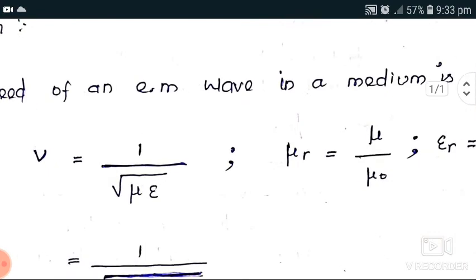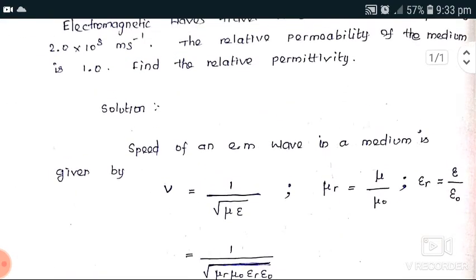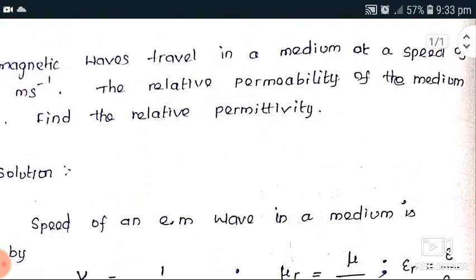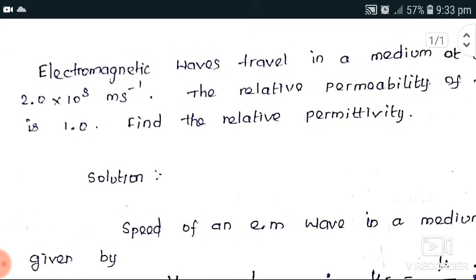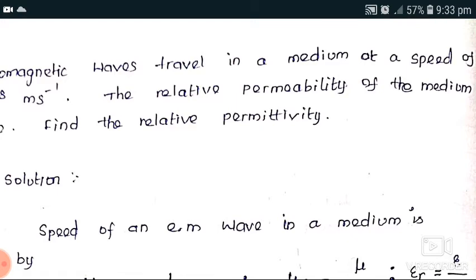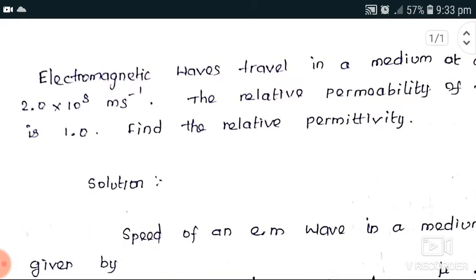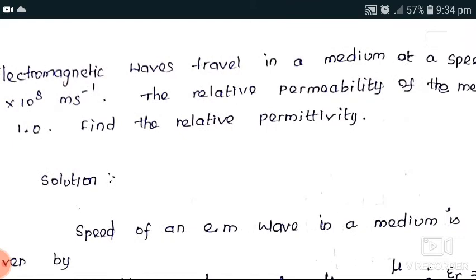So here that value is given. The relative permeability of the medium is 1. Relative permeability means the ratio between mu and mu naught. What they are asking is to find the relative permittivity.